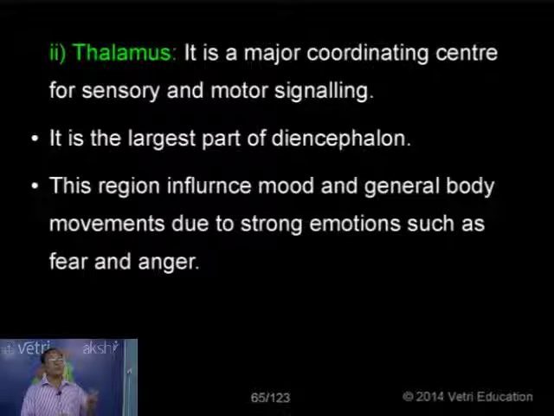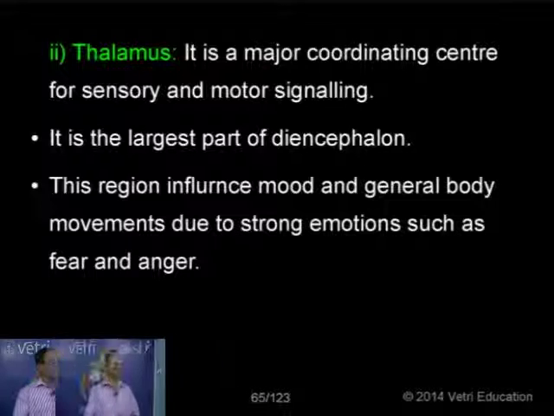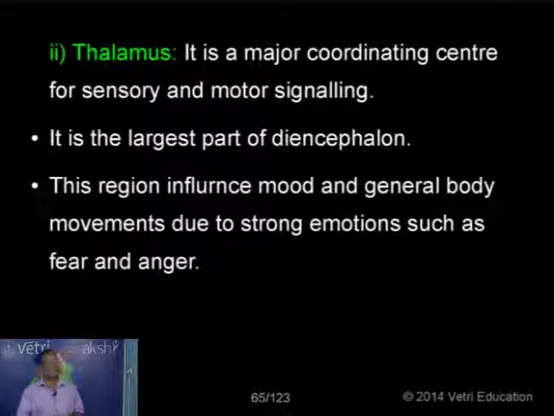So it is a major coordinating center for sensory and motor signaling, receiving information from the receptor organs and conveying it towards the cerebrum, as well as relaying the information received from the cerebrum to different parts of the body. These are all areas having specific centers with nuclei for forming synapses with the motor impulses as well as the sensory impulses.